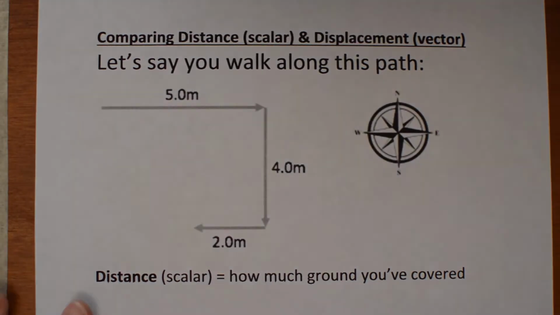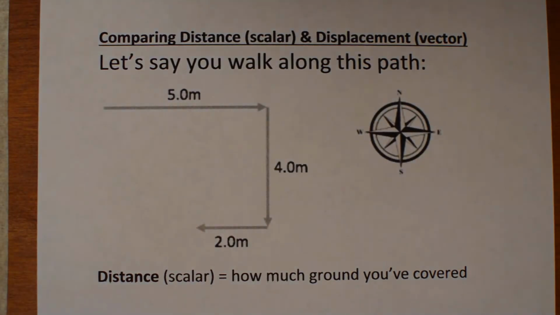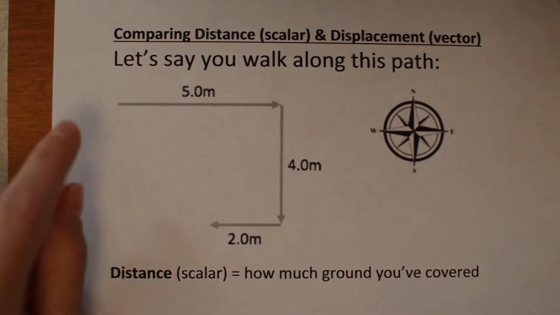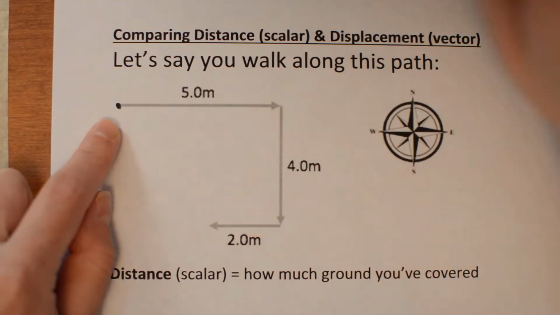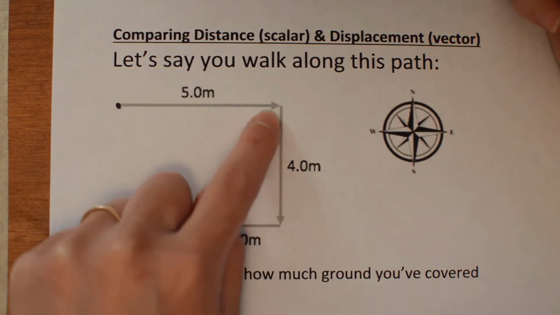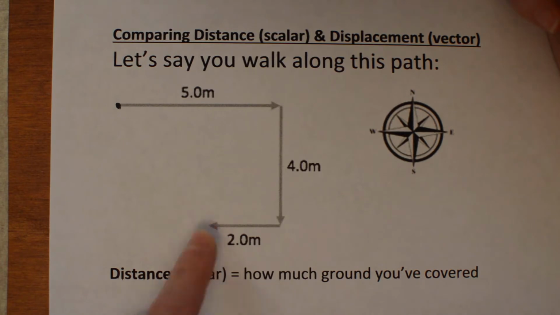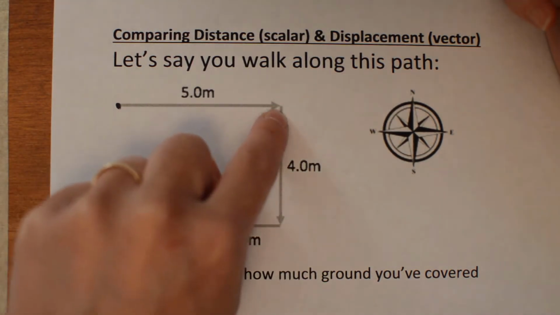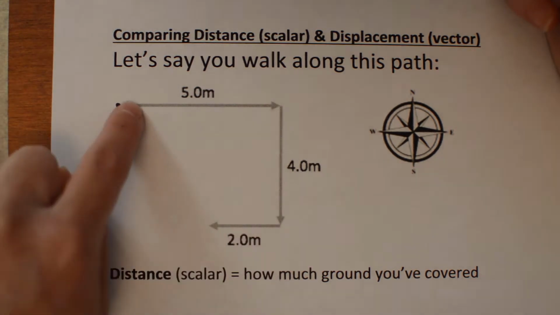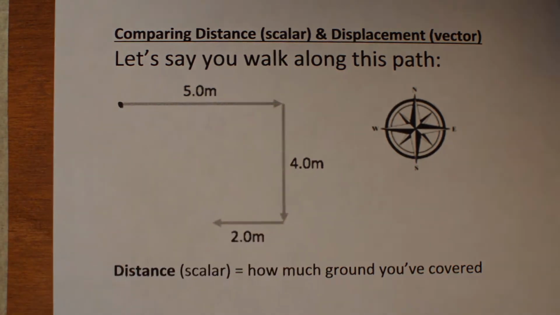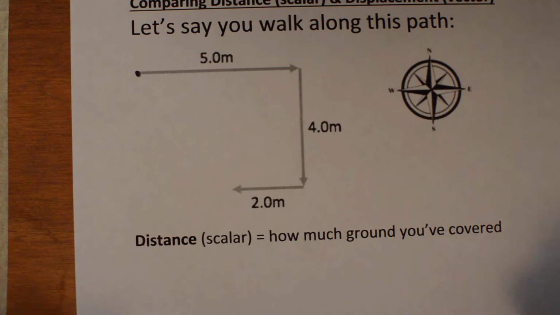Let's look a little more closely at distance and displacement. Distance is the scalar, displacement is the vector, and they're actually two very different things even though they seem very similar. So we'll look at it in the context of this example. Let's say you start here, and then you walk 5 meters to the east, then 4 meters south, then 2 meters west. If I want to know how much distance you covered, that's literally how much ground you covered in this whole journey. So I'm just going to add up all these little distances to get your total distance.